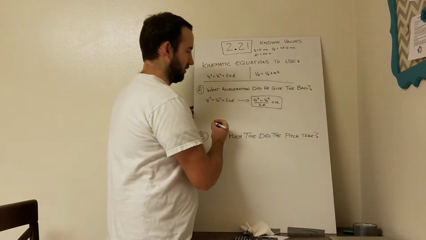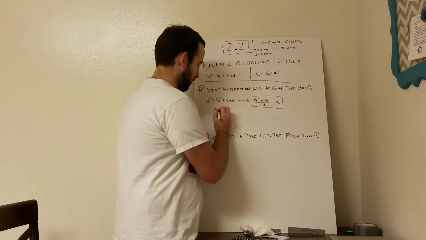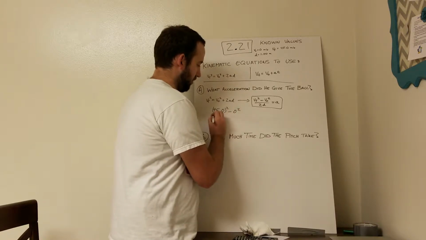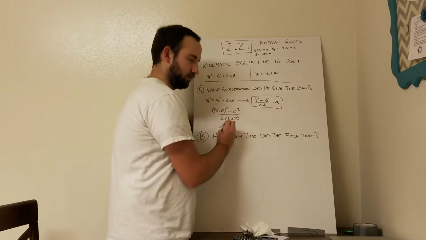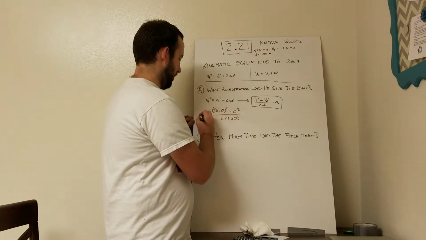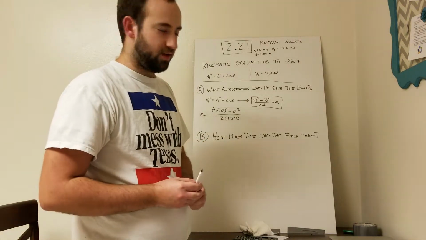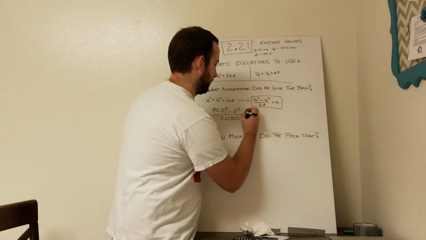So what we end up with is 45 meters per second squared minus 0 squared over 2 times that displacement. And that equals the acceleration. And so when we go through and do all that math, we end up with 675 meters per second squared.